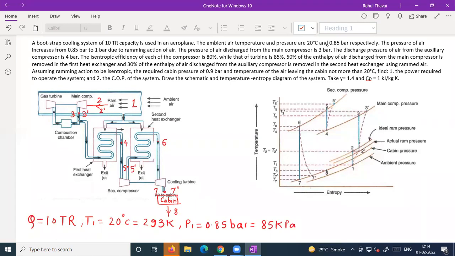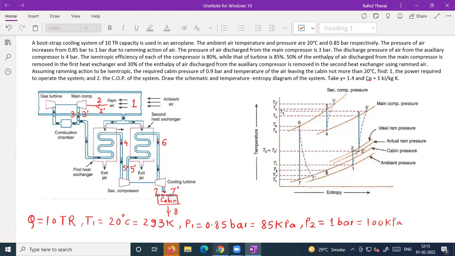The pressure of the air increases from 0.85 bar to 1 bar during the ramming action of the air. So during ramming, the pressure increases from 0.85 bar to 1 bar. That means the pressure at point number 2 is equal to 1 bar, because 1 to 2 is the ramming. So pressure P2 I will write down as 1 bar, which is 100 kilopascal.